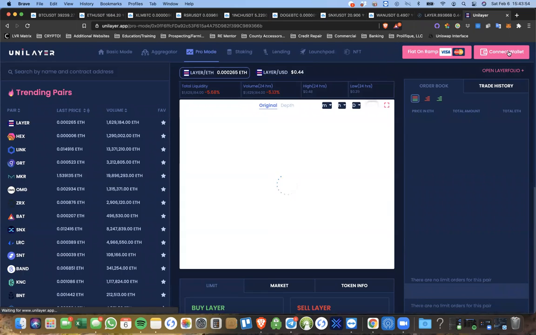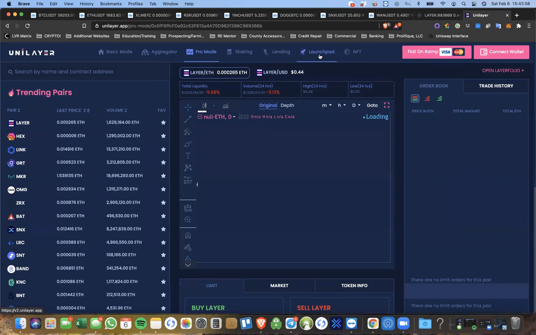Fiat on-ramp, you can connect your wallet, right? There's an NFT marketplace, it seems like. Launchpad, which I'm guessing is newer projects, just like Binance does. You got staking. So I didn't even know that they had staking. Let's check out what this looks like.